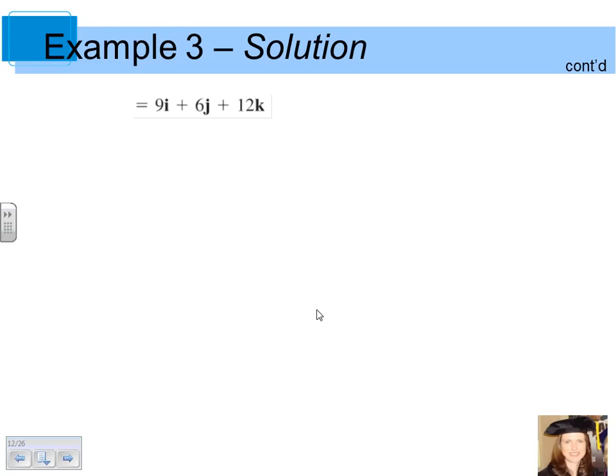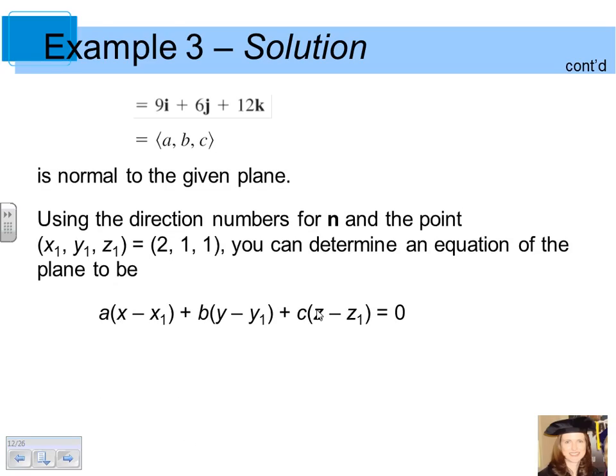You select any one of those points as your x1, y1, z1, and choose 9, 6, 12 as the components for your normal vector and plug that into the formula. So we'll use the first point 2, 1, 1 as x1, y1, z1, and we'll use 9, 6, 12 as our A, B, C. We're going to plug it into this form here and simplify the result. As it's shown here, that's our standard form.